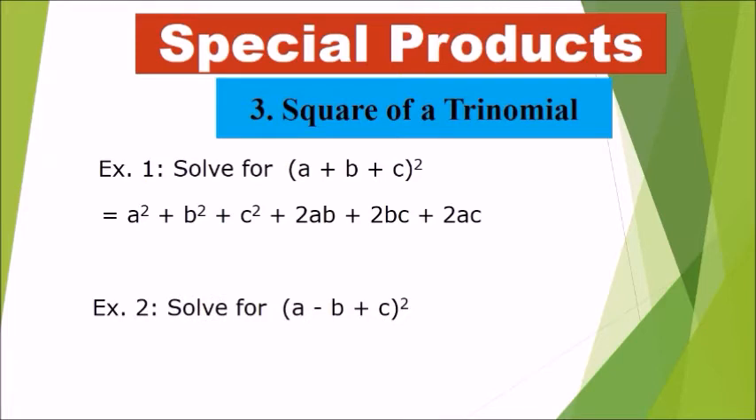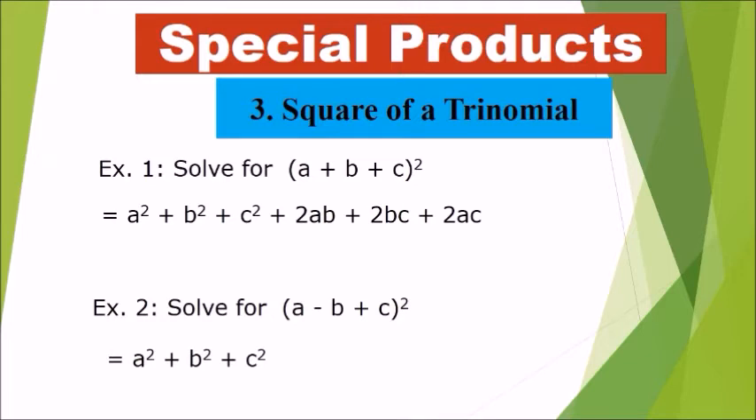Solve for the quantity A minus B plus C square. So, the first is A square. A square mo lang yung first term. Then, the second term is negative B. Pag i-square mo ang isang negative number, negative variable, always magiging positive yan kasi square yan. So, magiging, instead of negative B, magiging positive B. Then, square the third term, which is C, magiging C square.